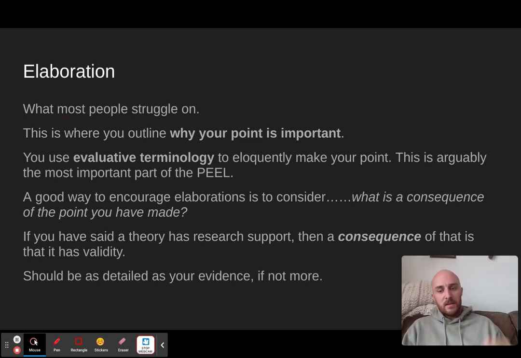And you've got to get used to this. What is a consequence of this point? For example, if you say, oh, it has practical applications, in your elaboration, you're then going to go, therefore it's useful. Therefore, it's useful in advancing societal benefits and showing that psychology can have a positive impact upon how we live our lives. Boom. That's how you elaborate. And that was off the top of my head.